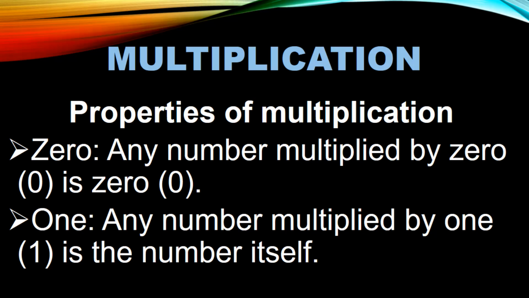And the use of 1. Whenever you have 1 in your questions and you are asked to multiply by 1, then make note of this. Any number multiplied by 1 is the number itself. Or whenever you use 1 to multiply any number, it is the number itself. So make note of that. I said the use of 0: any number multiplied by 0 is 0. And any number multiplied by 1 is the number itself. Good.